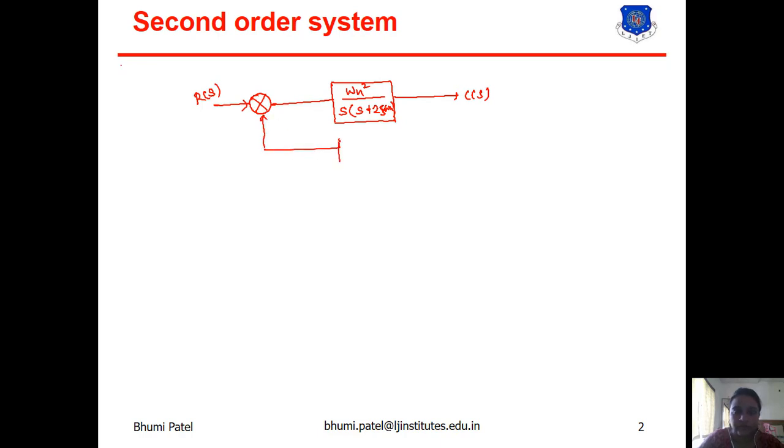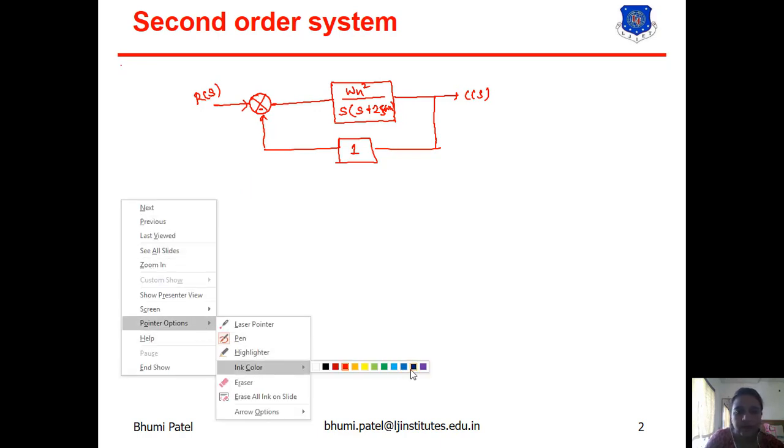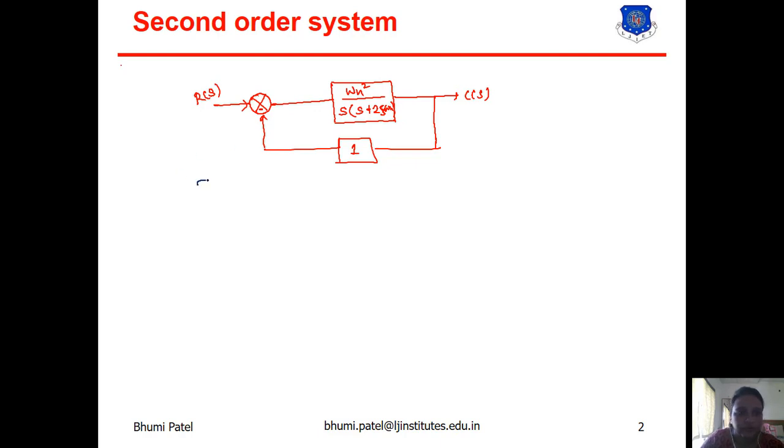For a unity feedback system, which means the value of the feedback is 1, and for the negative feedback system, we have to write the transfer function. So the closed loop transfer function, the ratio of output upon input, is equal to G of S upon 1 plus G of S H of S. Here H of S is equal to 1.